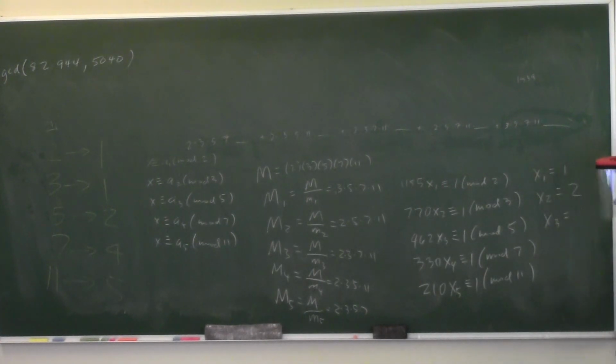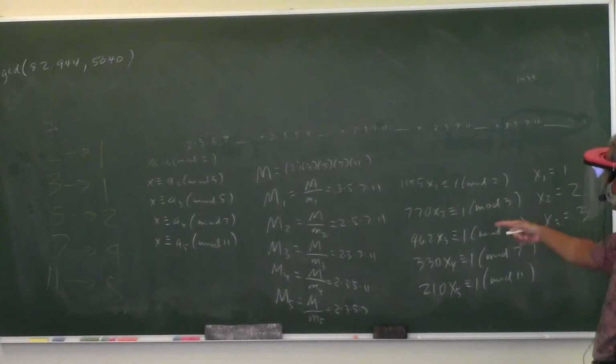x3, let's try 1. Is 461 divisible by 5? No. That's 3, right? Because there's 460. Yeah, 3, because 6 minus 1 is 5, right?